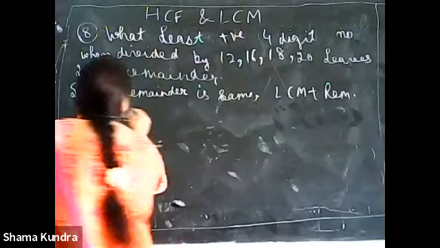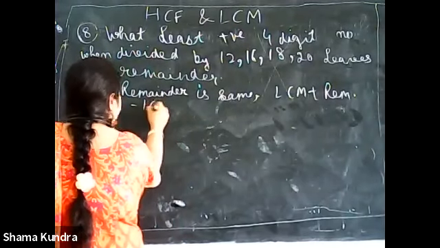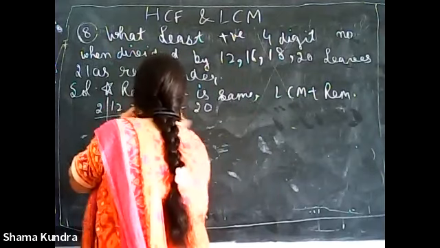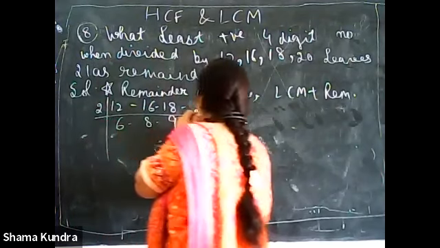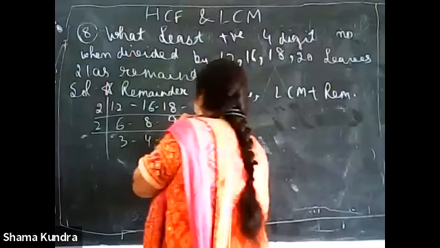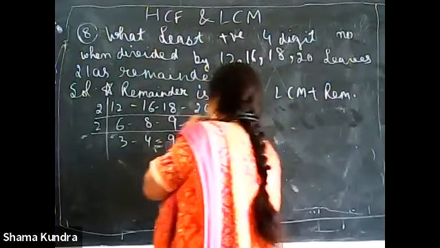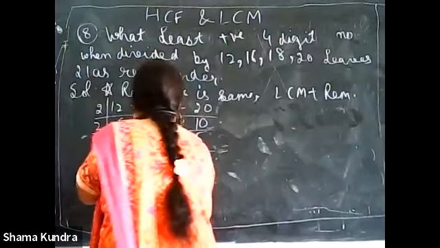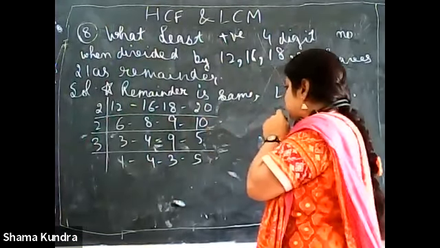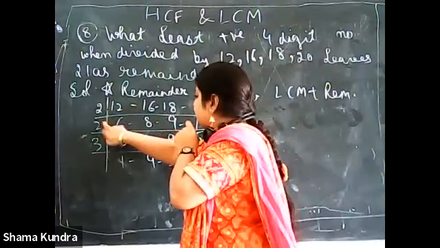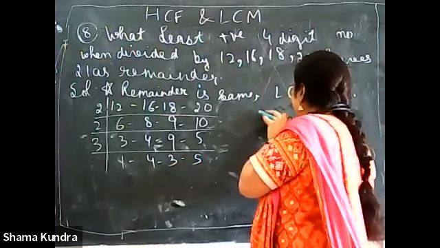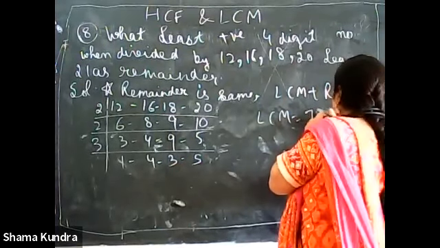So first of all find the LCM of 12, 16, 18 and 20. Divide by 2: 6, 8, 9, 10. Then with 2: 3, 4, 9, 5. Then with 3: 1, 4, 3, 5. Now multiply 2 into 2, 4, 4 into 3, 12, into 4 into 3. You will get the LCM as 720.